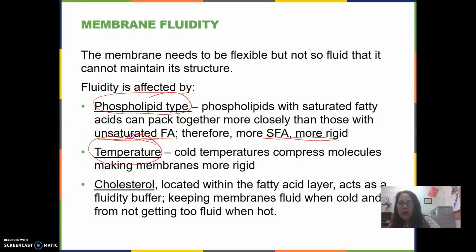And cholesterol within the membrane keeps the membranes fluid when it's cold, and keeps it from being too fluid when it's hot.